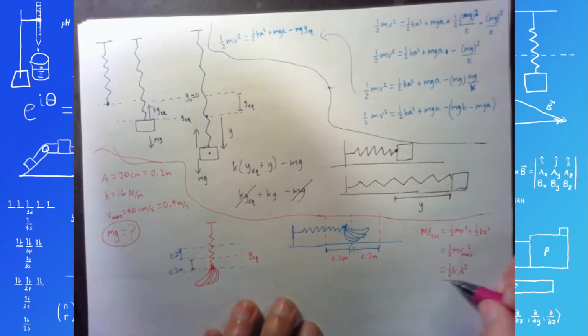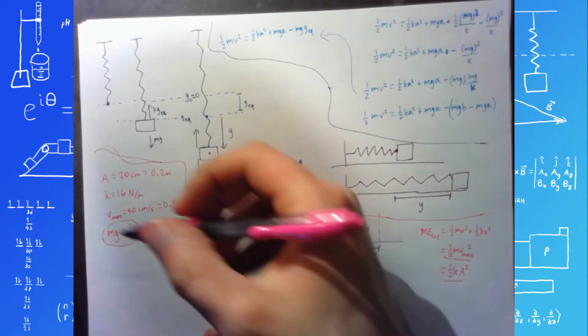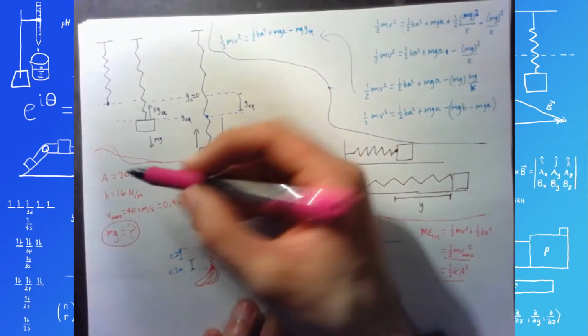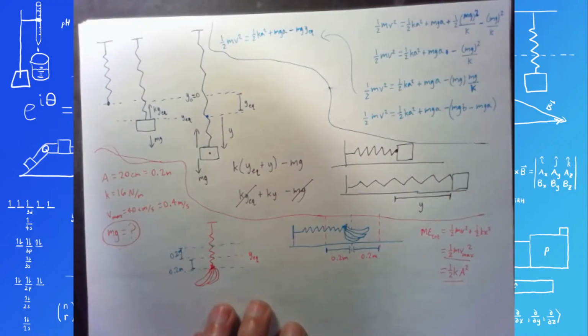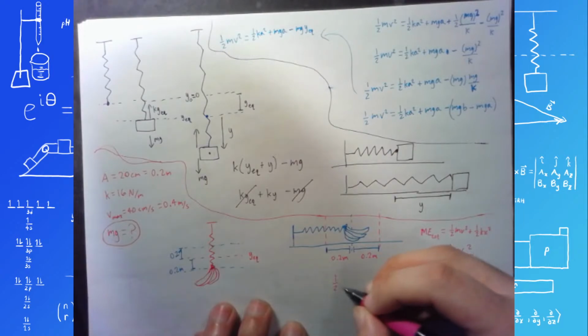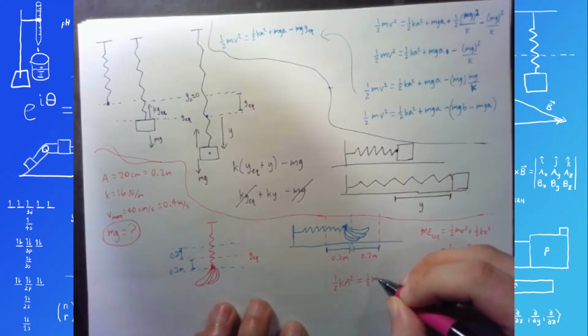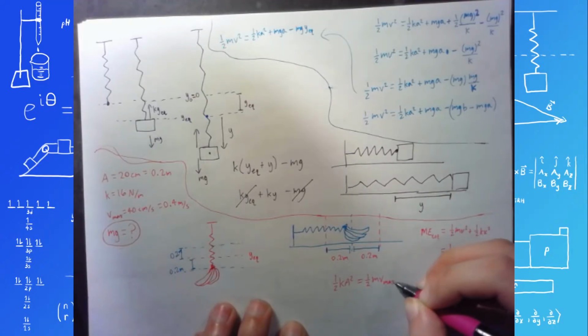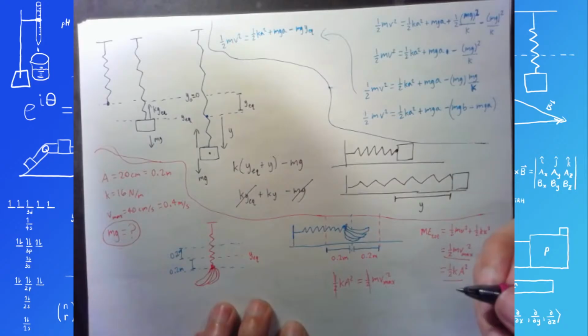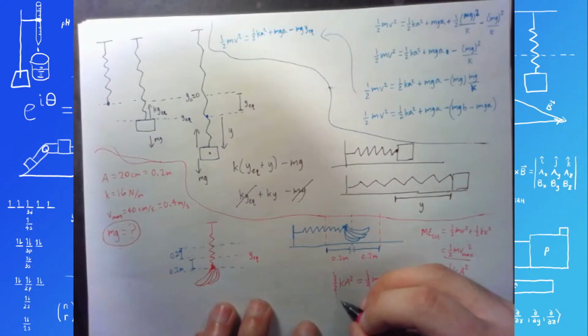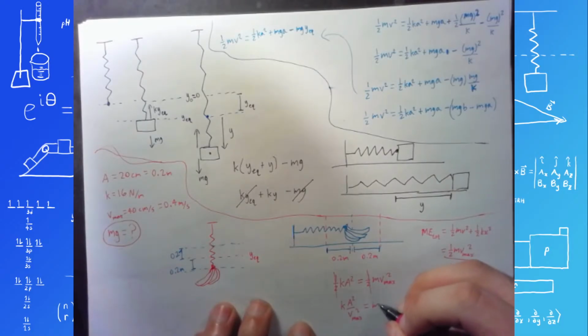I'm going to use this and this over here because, well, they gave us Vmax and they gave us the amplitude. So that would allow us to immediately solve for m. I can say 1/2 Ka squared equals 1/2 mv max squared. The 1/2 and the 1/2 cancel out. I'm looking for m, so divide by Vmax squared. Ka squared over Vmax squared is equal to m.